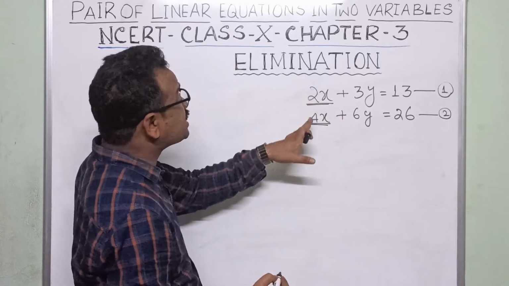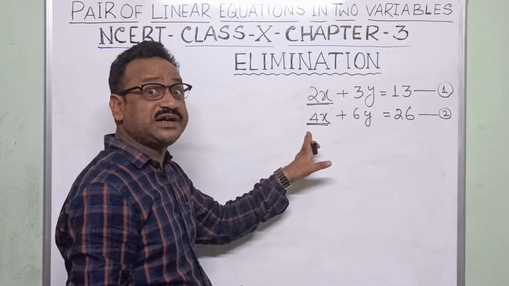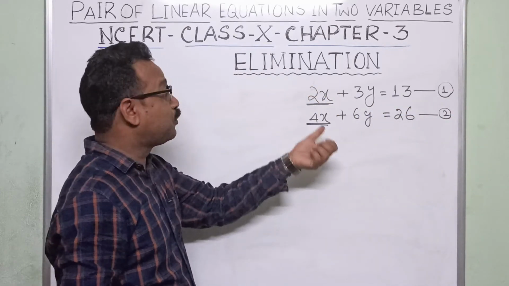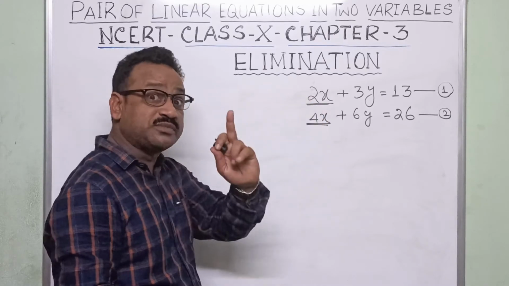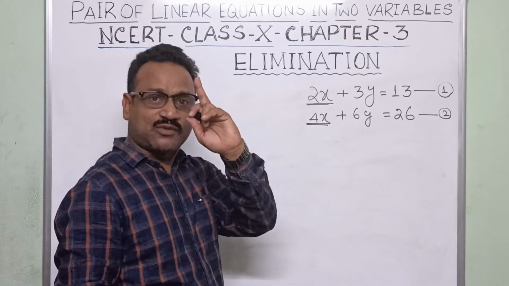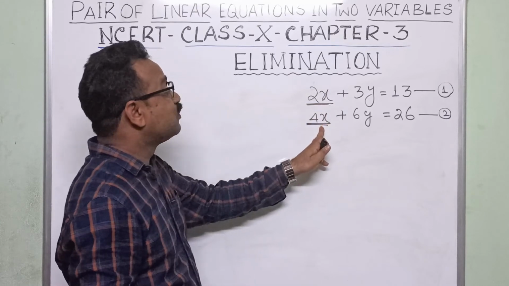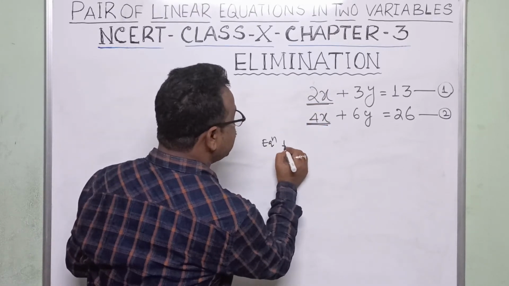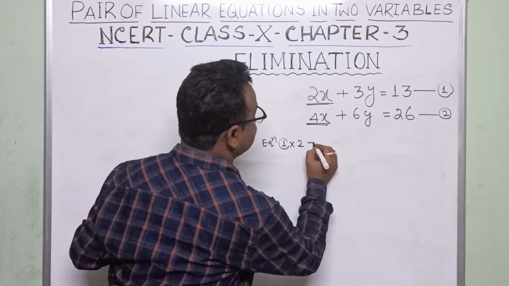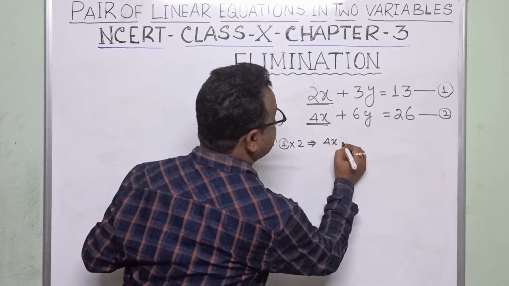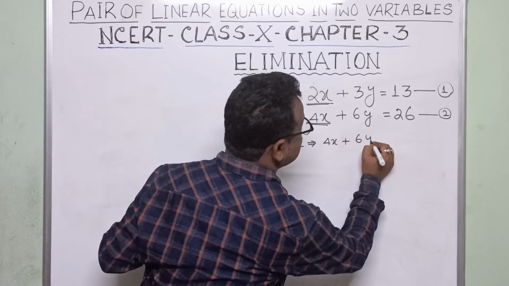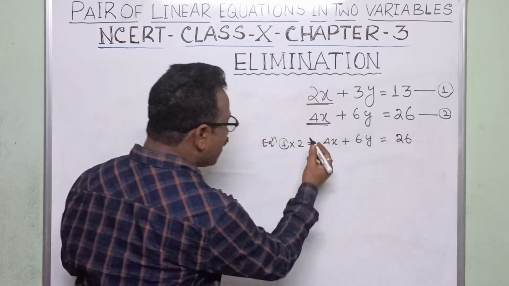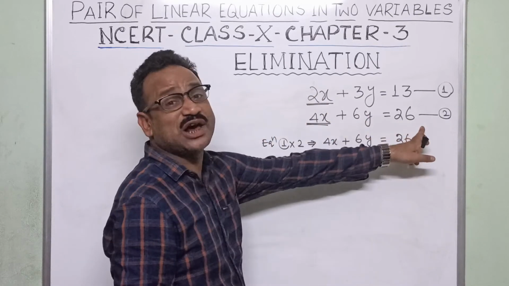So to make 2x to 4x, I have to multiply 2 in equation 1, because the LCM of 2 and 4 is 4. 4 divided by 2 is 2. So I have to multiply 2 in equation 1 to make it equal with 4x. So now equation 1 into 2, that implies 4x plus 6y is equal to 26. So which is same as equation 2.